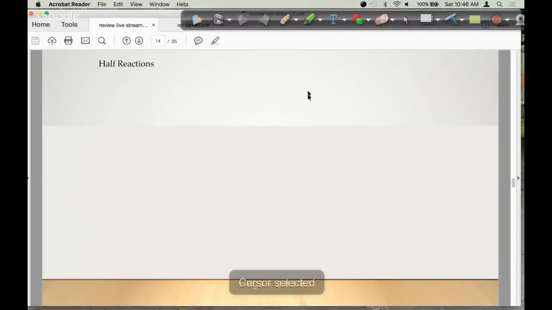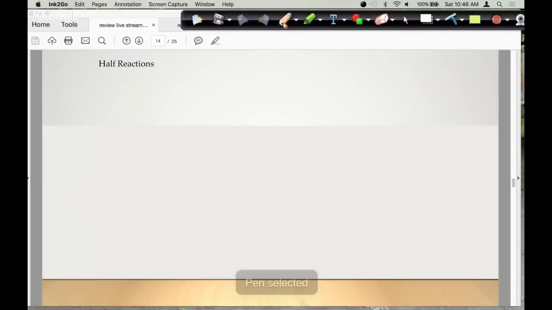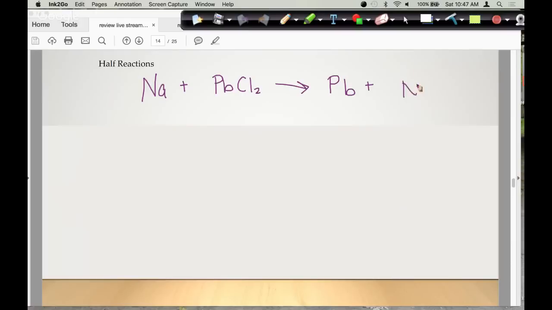The next topic would be half reactions for our redox chapter. So if we have a reaction like Na plus PbCl2 makes Pb plus NaCl, the first thing you might notice is that it's not balanced. We're actually not going to balance it here. We're going to balance it when we do the half reactions.